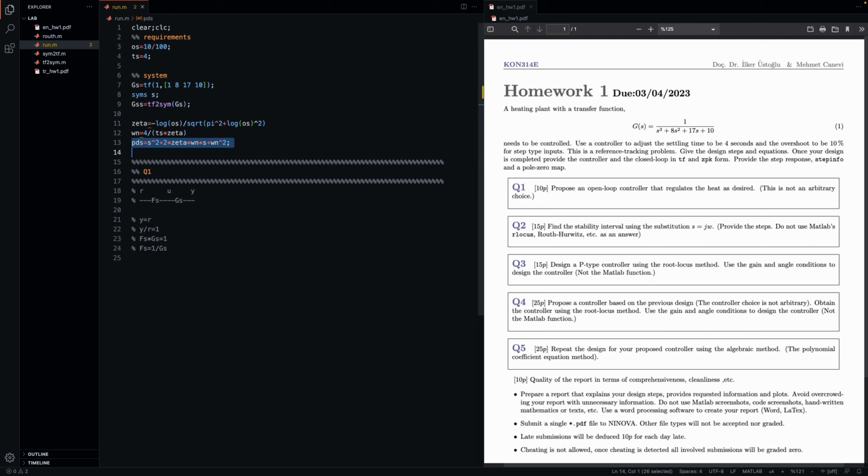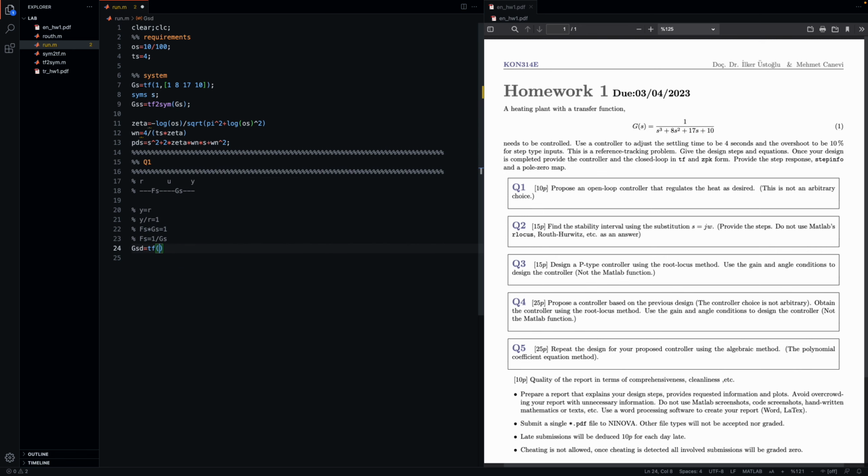So if we have zeta, if we have omega n, if we know that the system should behave like that, we can basically state PDS, the desired polynomial, that looks like s squared plus 2 zeta omega n s plus omega n squared. And we should come up with a system that looks like this, and we're almost there. So what would be the best system to come up with? Well, let me bring it down here.